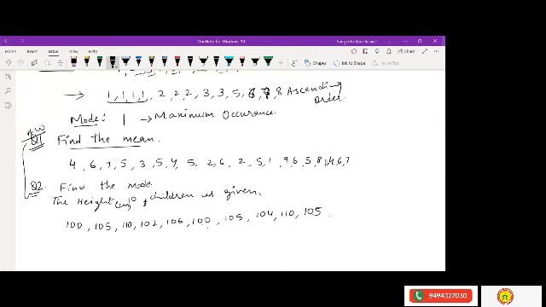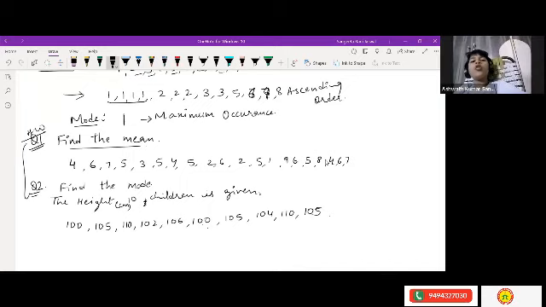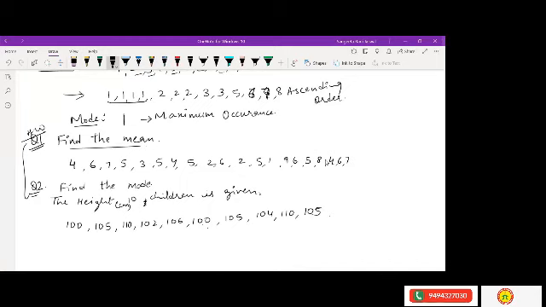Right, children? In the next class, we will discuss the median. We have one topic left in this, that is the median. We will discuss it tomorrow. Ma'am, is the whole chapter based on these 4 types? No, there is much more in the chapter, not only these 4 types. So please note down.